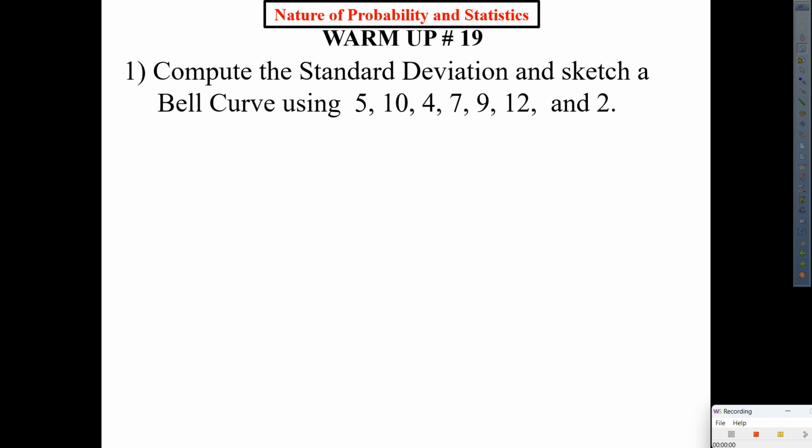All right, so warm-up number 19 reads: compute the standard deviation and sketch a bell curve using 5, 10, 4, 7, 9, 12, and 2. It's about 7 data. See how you do with that? Go.